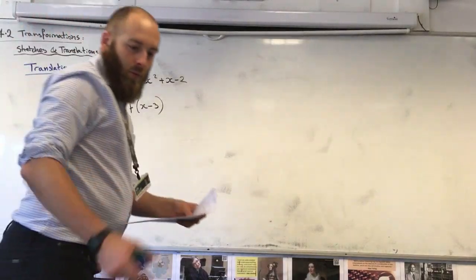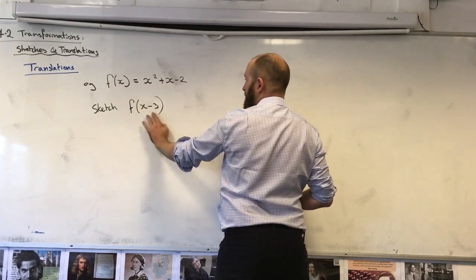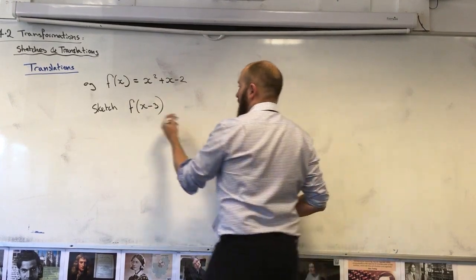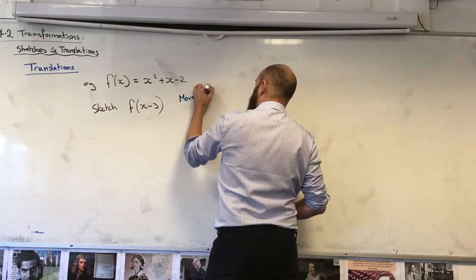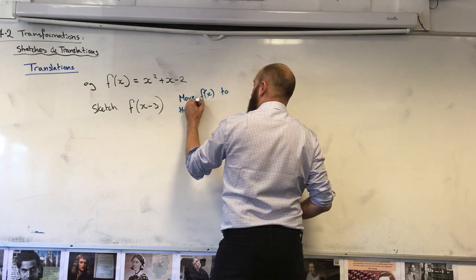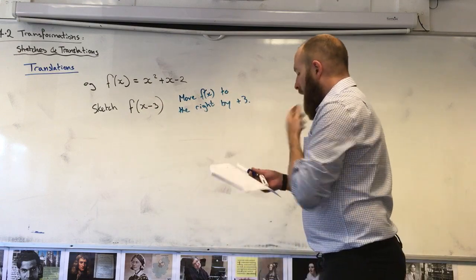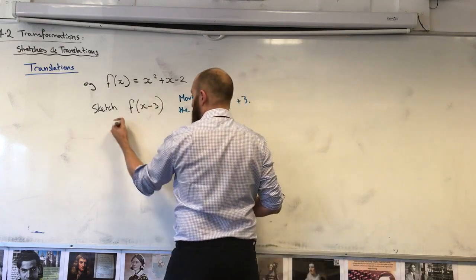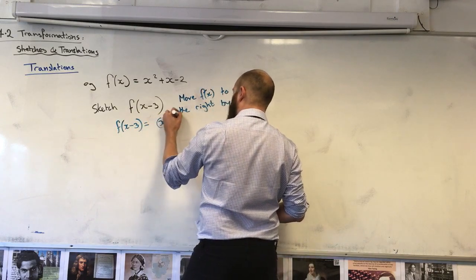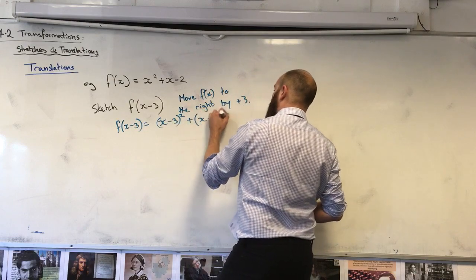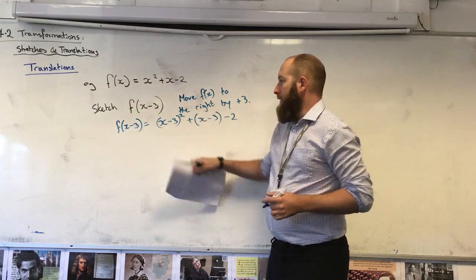Right, so let's try this example. So we've got an original function. We want to sketch f of x minus 3. Now, minus 3 is inside the function, so it's going to move f of x to the right, because remember it's the opposite sign, by plus 3. If we wanted to write it out, we could say f of x minus 3 is x minus 3 squared plus x minus 3 minus 2. So we've changed all the x's in our function into x minus 3's.